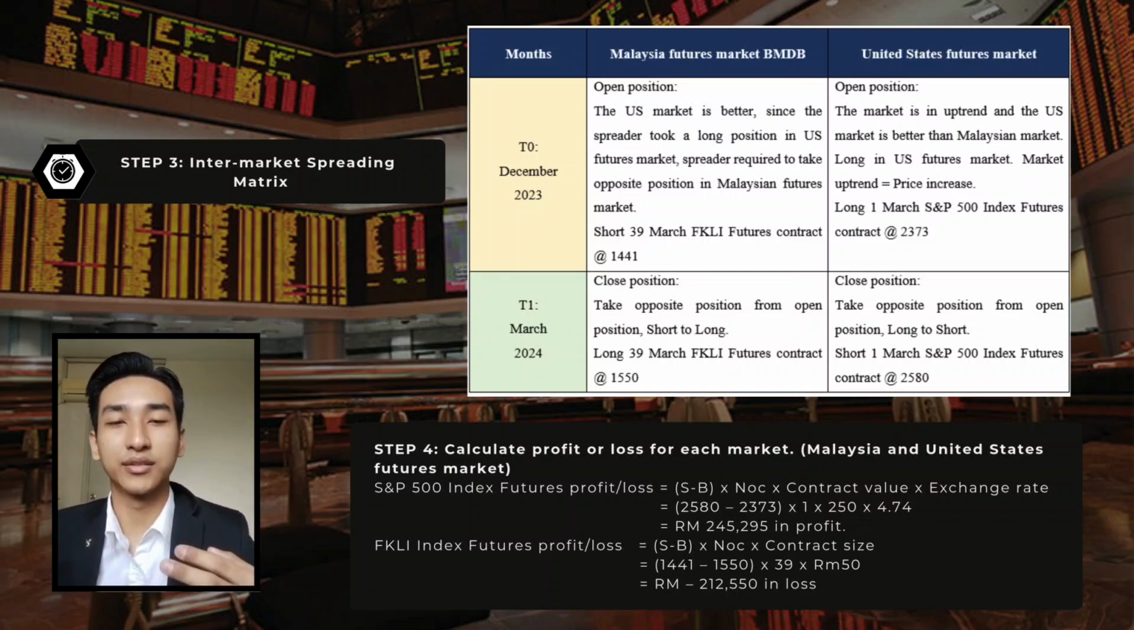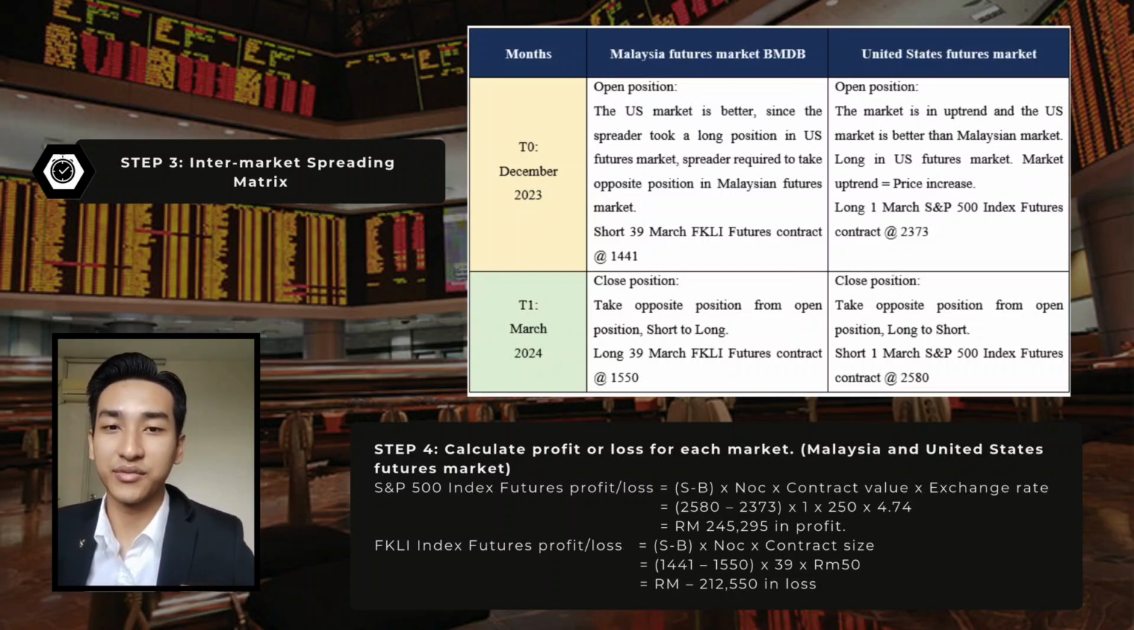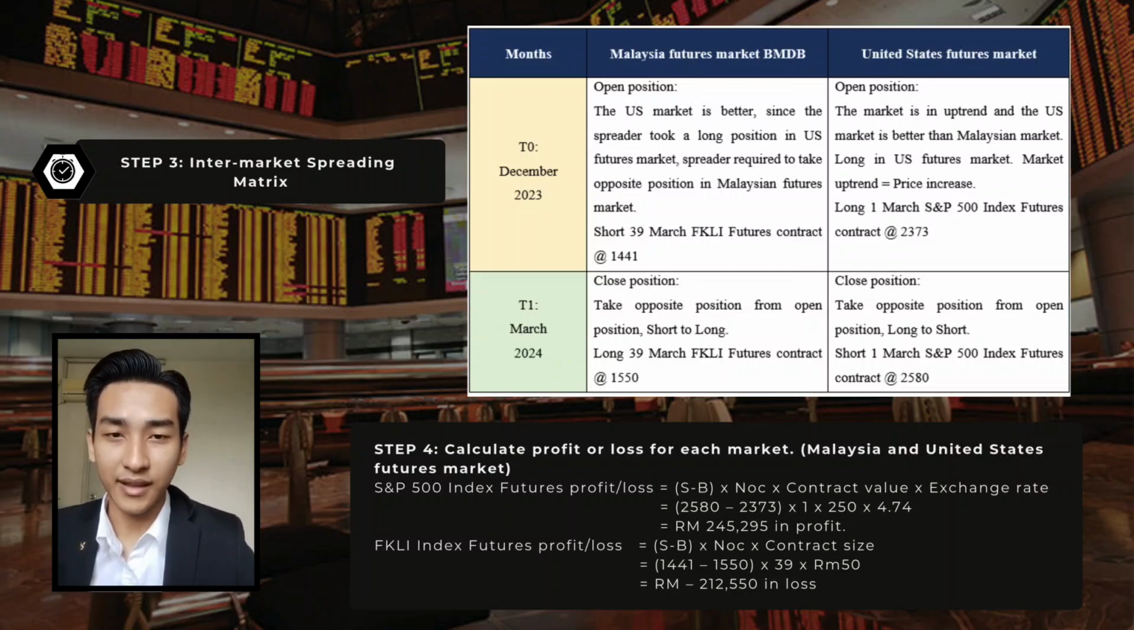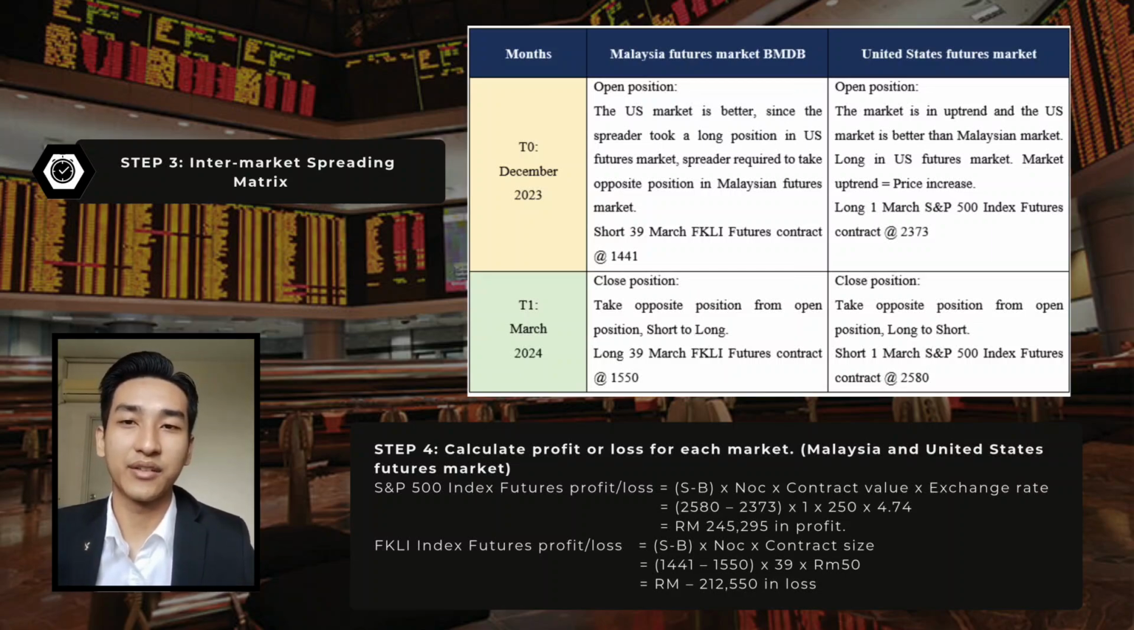Alright, at maturity we have to close. Let's first close the United States futures market, taking the opposite position from the opening. So we short 1 March S&P 500 index at 2,580 ringgit. In the Malaysian futures market, we take the opposite position. We long the 39 March FKLI futures contracts at 1,550 ringgit.